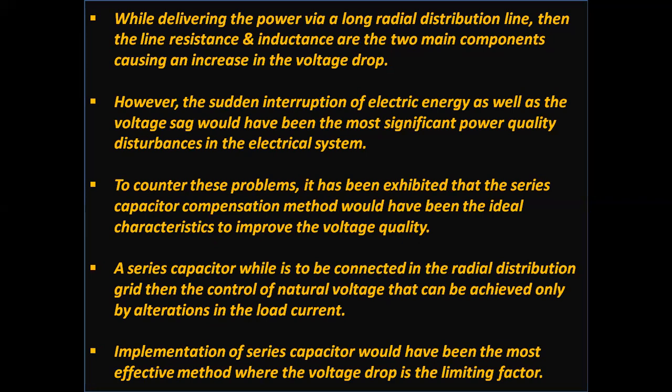While delivering power via a long radial distribution line, the line resistance and inductance are the two main components causing an increase in the voltage drop. However, the sudden interruption of electric energy as well as voltage sag are the most significant power quality disturbances in the electrical system.